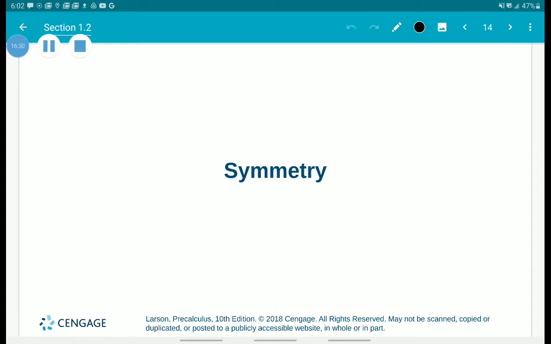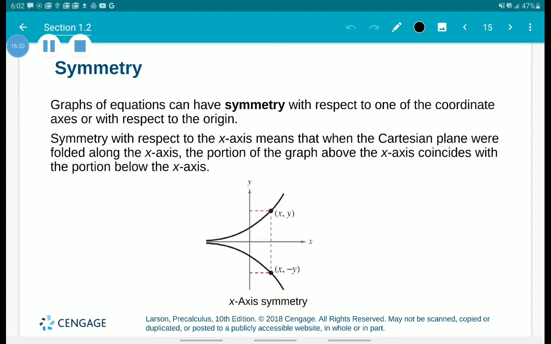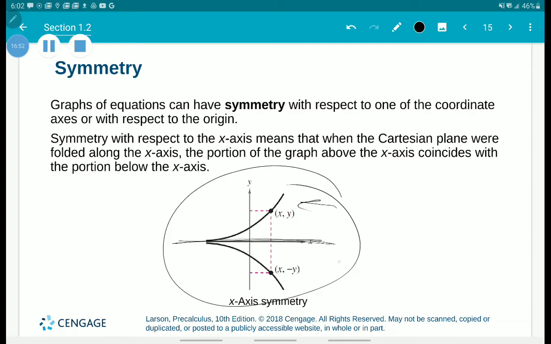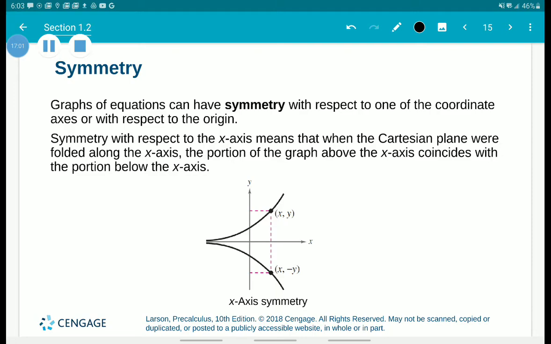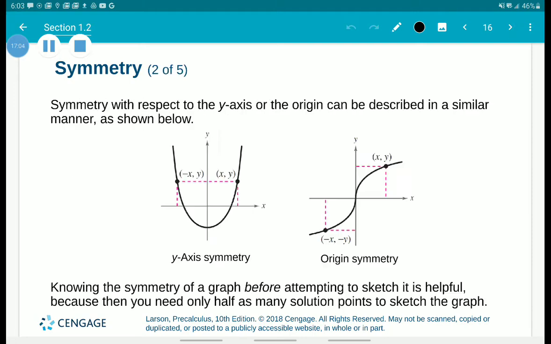So now let's talk about symmetry. Graphs of equations can have symmetry with respect to one of the coordinate axes or with respect to the origin. So when we talk about symmetry, we could have symmetry with respect to x. And what that means is that if we were to take this figure and we were to fold it along the x-axis, the top and the bottom halves would completely match up. So you could take this, draw it out on a piece of paper, and you would see how the top and the bottom halves would match up. That's what it means to have symmetry with respect to the x-axis.